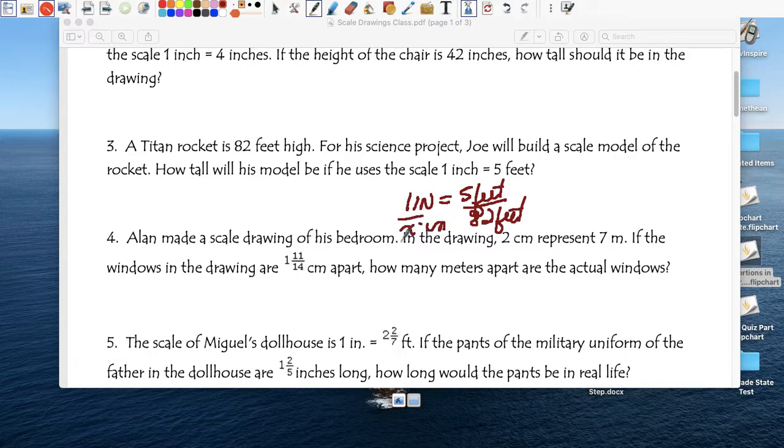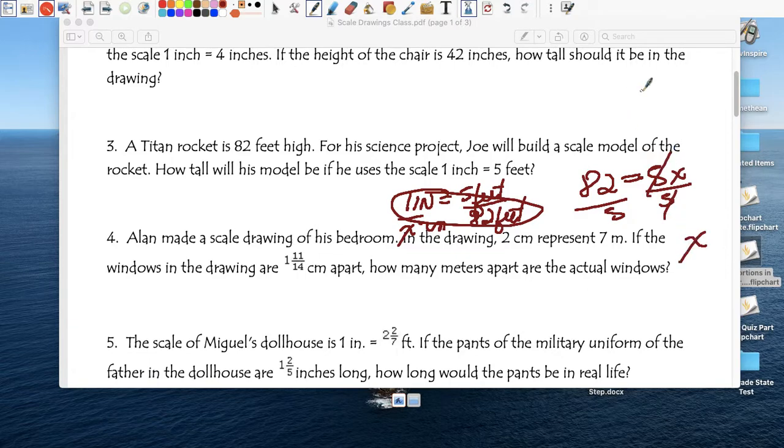So there's my x right here. Again, cross multiply, so we got 82 over here. 5 times x is 5x. Divide both sides by 5, and that goes away, and let's divide 82 by 5. It's going to be 16.4. That would be the height of his model. Okay.